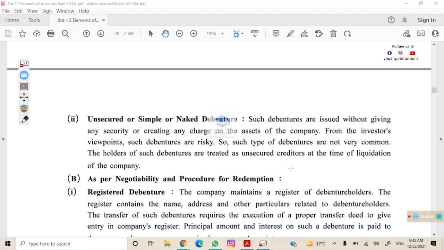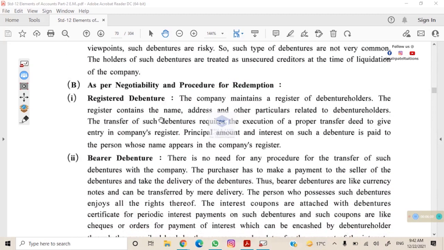They are like unsecured creditors. Then, as per the negotiability and procedure for redemption, registered debenture. The debentures which are registered under the name of the person who has lent money to the company are known as debenture holders. The company will make an entry in the register maintained for debenture holders. In such a register, the name of the person who has bought the debenture is mentioned.